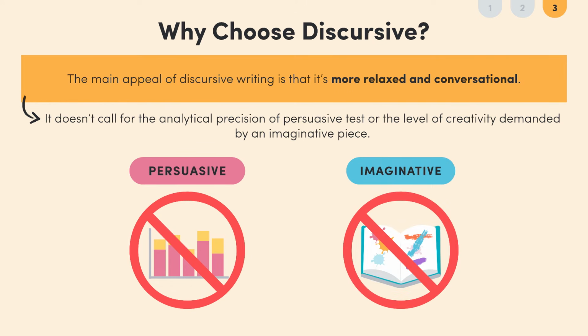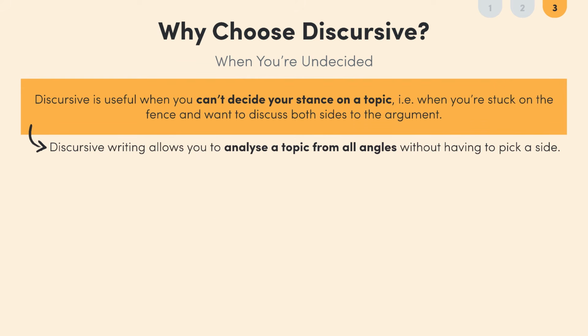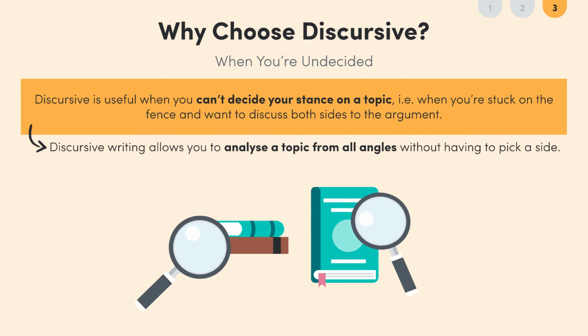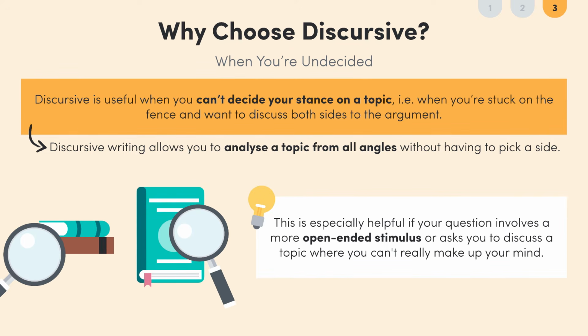But beyond this, there are a few situations where discursive writing really comes in handy. The first situation where this comes in handy is when you really can't decide your stance on a topic. In other words, when you're stuck on the fence and want to discuss both sides to the argument. Unlike persuasive pieces that force you to present a strong argument in favour of one perspective, discursive writing allows you to analyse a topic from all angles, without the pressure of picking a side. This is especially helpful if your question involves a more open-ended stimulus, or asks you to discuss a topic where you can't really make up your mind.